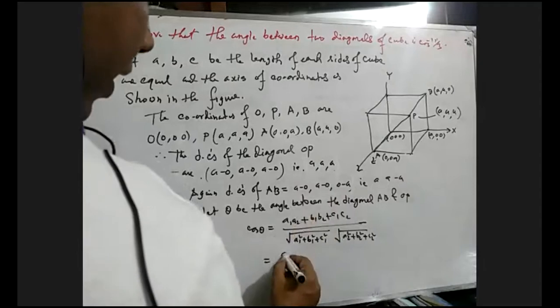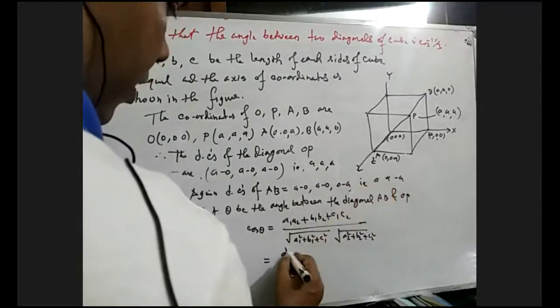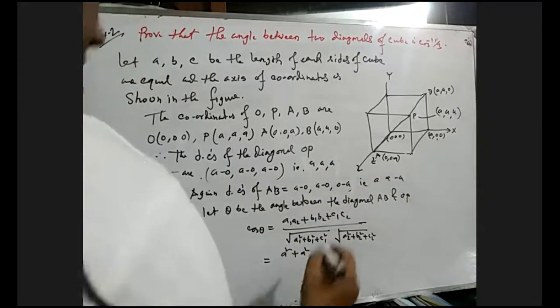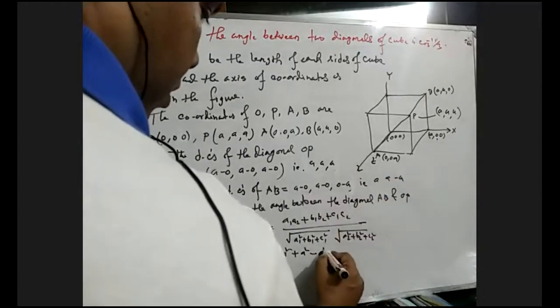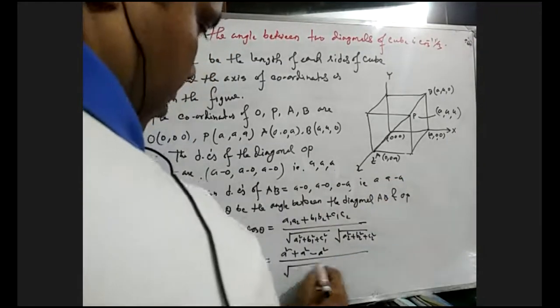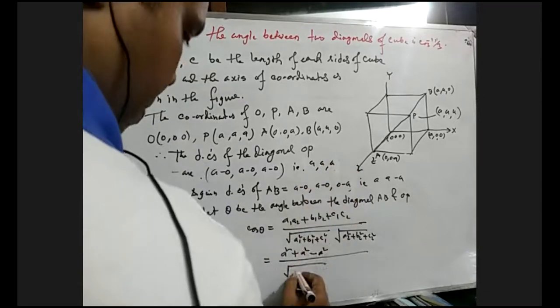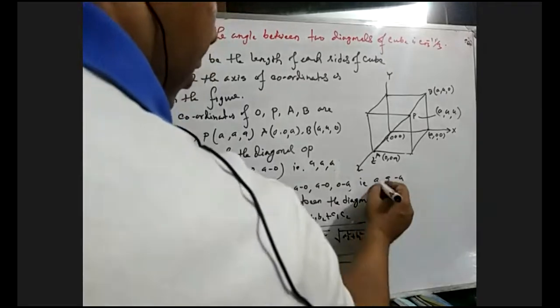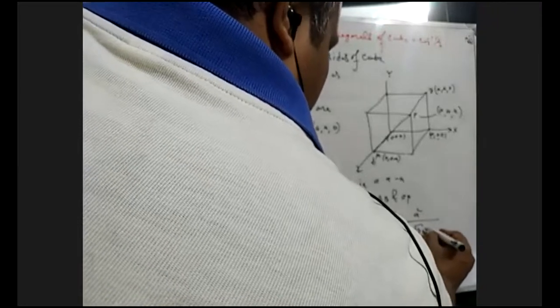Okay. So a into a, what will be? a square, plus a into a, a square, plus a into minus a, what will be? Minus a square. Okay, root of a square plus a square plus a square, what will be? Same. So we can write a square divided by root over thrice a square.